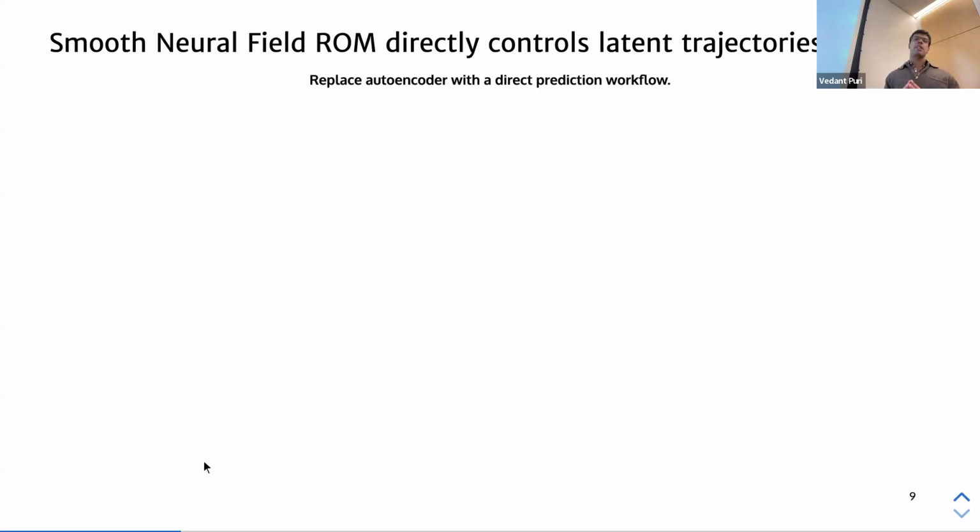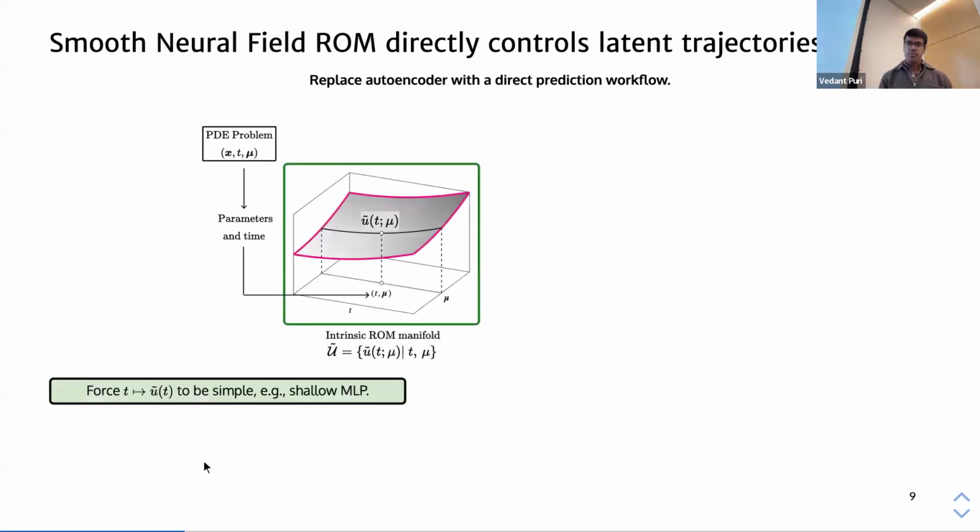Our idea is to replace the original autoencoder workflow with a much more simplified workflow that gives us much more control. Let me show you how. So given the intrinsics of your PDE problem, we first learn a mapping between time and your latent trajectories, and we can force it to be an extremely smooth function. We do that by forcing that function to be a shallow MLP, and we apply enough regularization to make it basically linear, if not slightly worse.